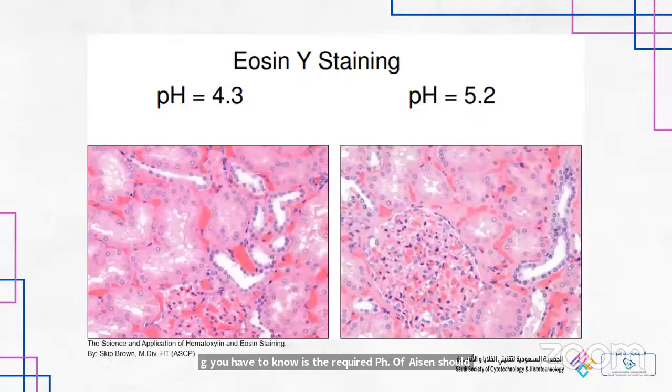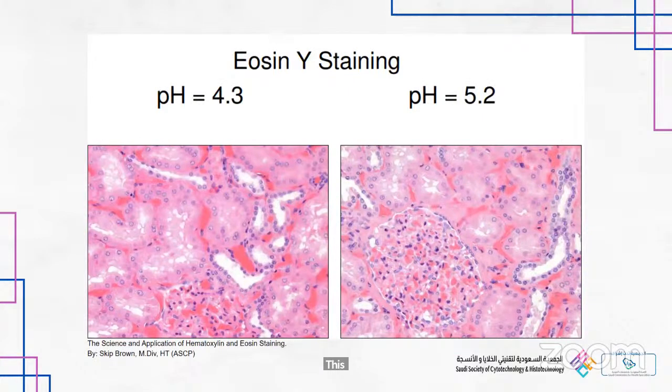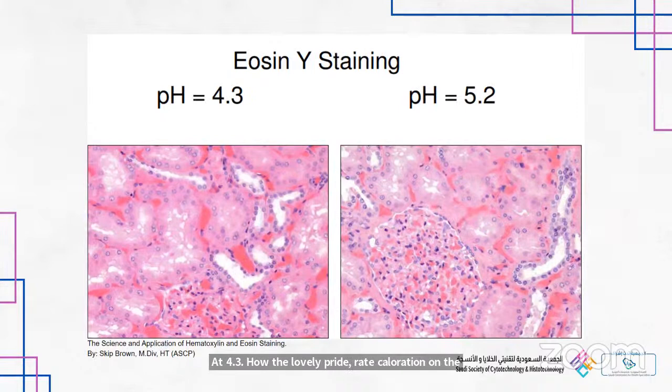These two pictures represent the problem of eosin with different levels of pH, where you can notice that at pH 4.3 there is a bright red coloration on the cytoplasm compared to the higher pH at 5.3, which seems a little bit pale. This is happening because the high pH is above the isoelectric point of the cytoplasmic protein, so the protein will not have a net positive charge and will not be attracted to the eosin.